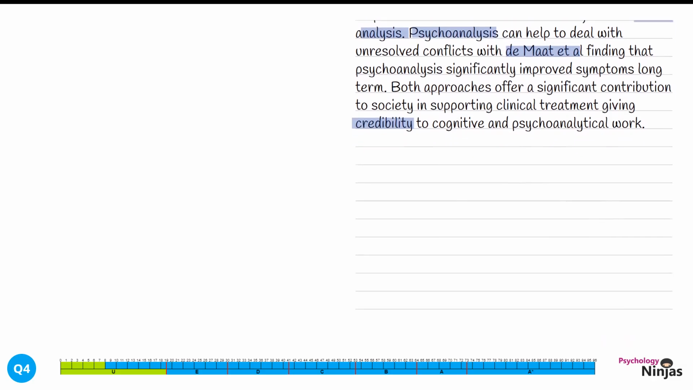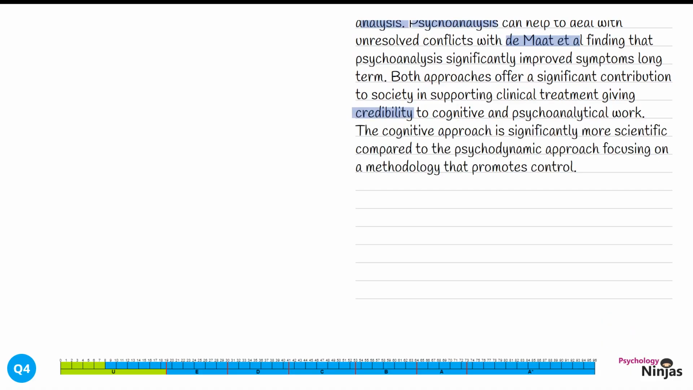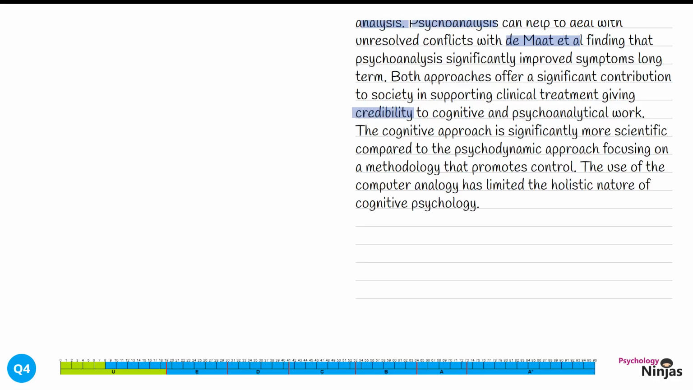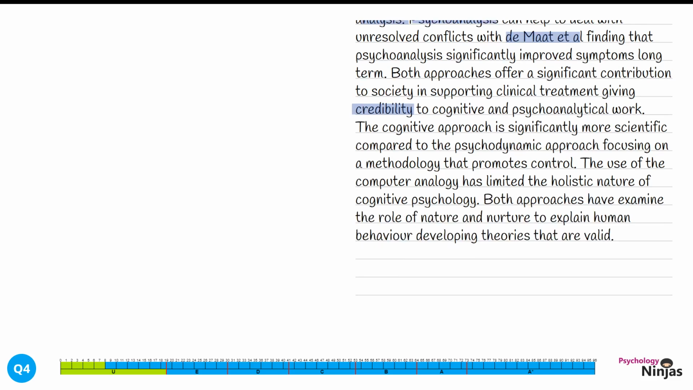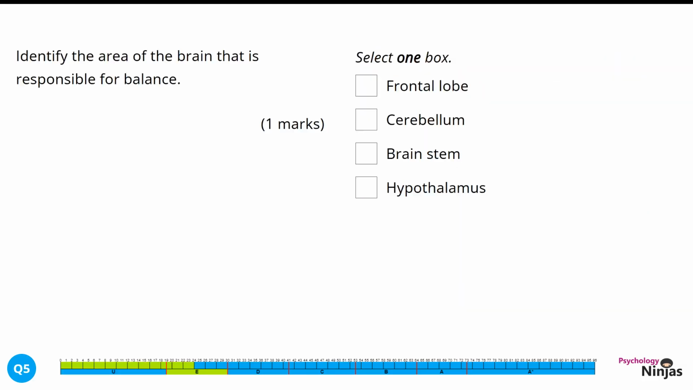We're going to form some final conclusions in order to complete our response. The cognitive approach is significantly more scientific compared to the psychodynamic approach, focusing on a methodology that promotes control. The use of the computer analogy has limited the holistic nature of cognitive psychology. Both approaches examine the role of nature and nurture to explain human behaviour, developing theories that are valid. The ability to develop therapies that treat individuals using both cognitive and psychodynamic approach show their external validity.